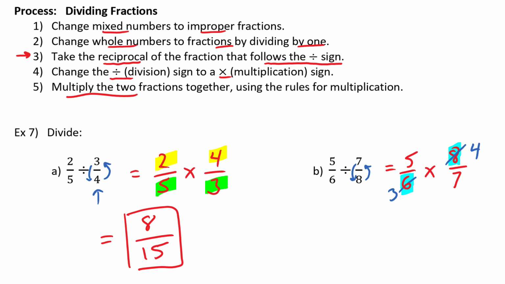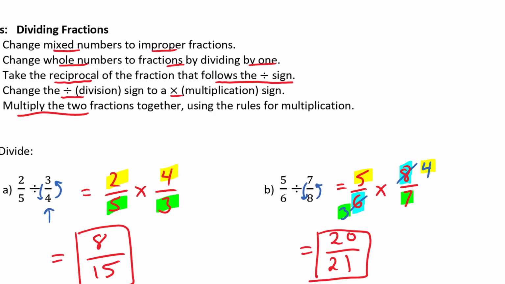So now I multiply the numerators, and I multiply the denominators. We get 5 times 4 is 20. 3 times 7 is 21. Can we simplify that any further? No, we cannot. That is our final answer.